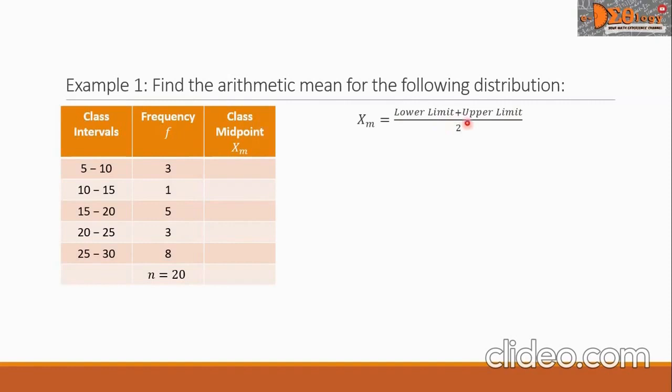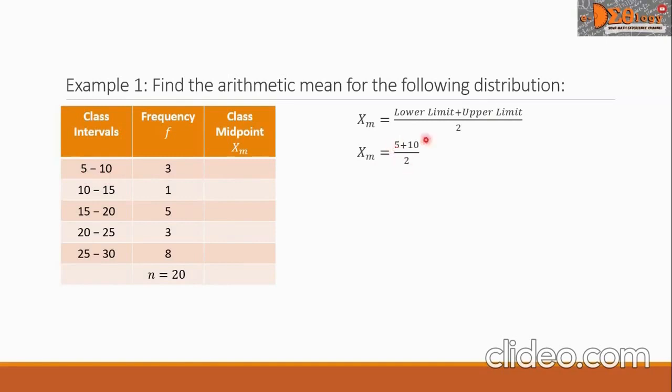The lower limit and upper limit are the end numbers of corresponding class interval. So in our first class from 5 to 10, the lower limit is 5 and the upper limit is 10. Getting the midpoint of this group, we have now this 5 plus 10 divided by 2.